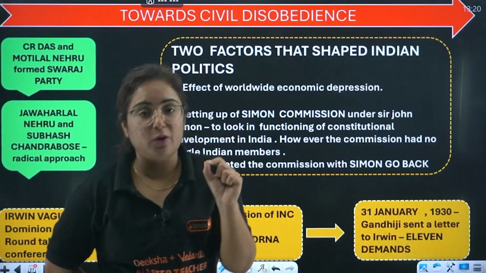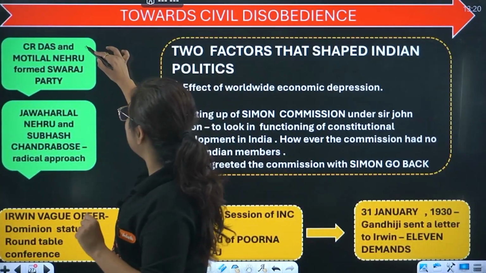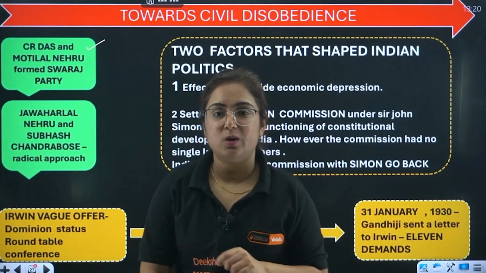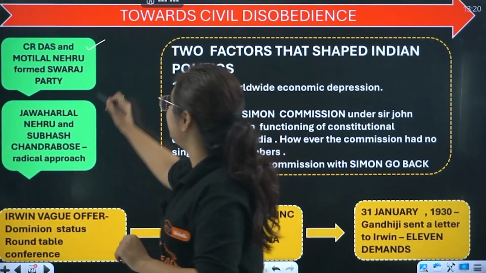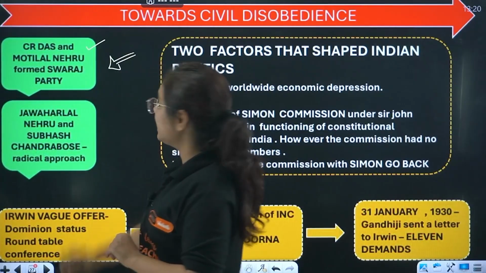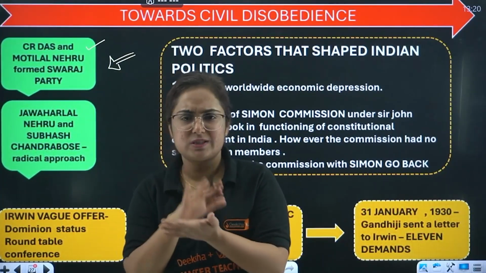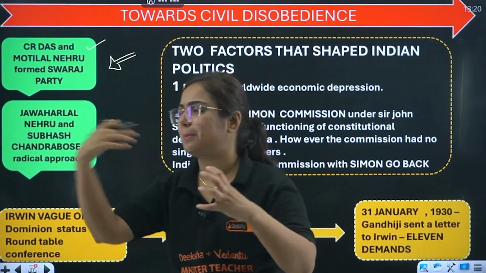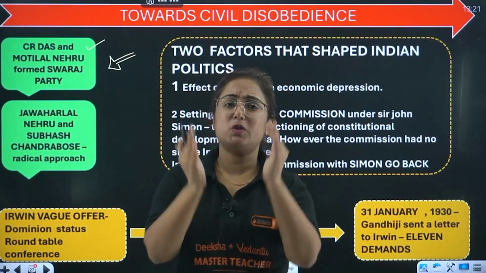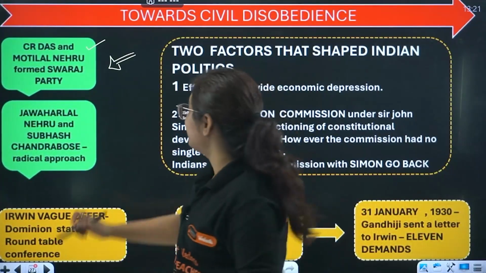As a result of which, members like C.R. Das and Motilal Nehru, C.R. Das and Motilal Nehru formed a party, that is the Swaraj Party. It was within the Indian National Congress. It was a part of it. I am not telling you that it was a separate party. There was a group of members within the Congress. They started what?